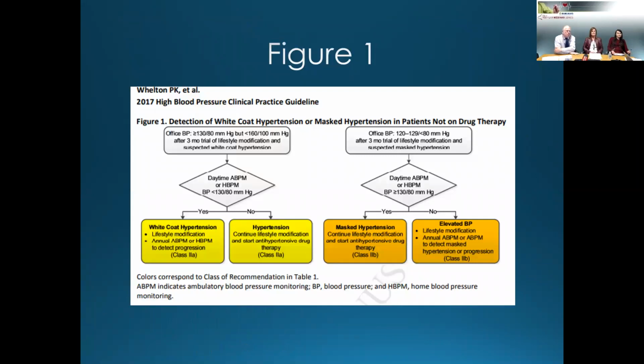Well, this diagram summarizes the algorithm from the ACC-AHA for out-of-office blood pressure measurement, both to detect white coat hypertension on the left of the slide, but also to detect masked hypertension, particularly in patients at elevated cardiovascular risk on the right side of this slide. And I'll let you take a look at that at your leisure to get more detail from it.